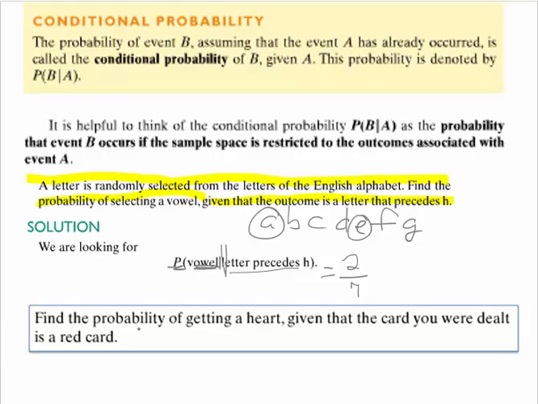Here's another example. Find the probability of getting a heart given that the card you were dealt is a red card. So the way you'd write that is the probability of getting a heart given that the card you were dealt is a red card. Well, I bet you agree that half the red cards in a deck are hearts, so it'd be 1/2. If you don't want to jump to it that quickly, do you agree with this? We know that we're choosing from the red cards. There's 26 red cards in a deck. 13 of them are hearts. So whether you said 1/2 or 13 out of 26, you're correct.